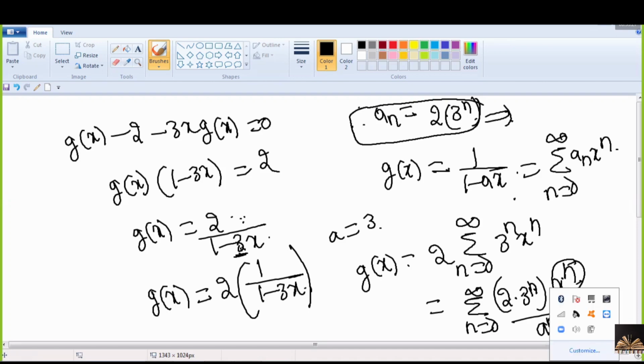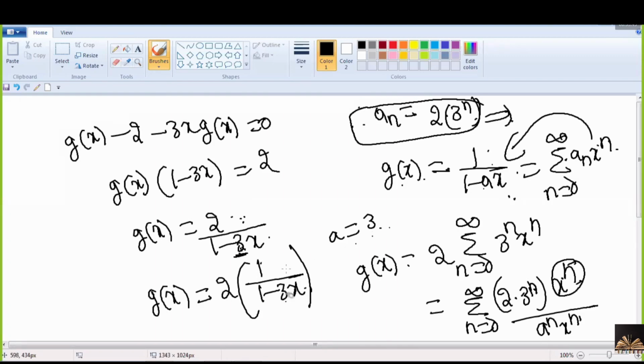Am I clear? The closed form of g of x, in the beginning I told you, g of x equal to summation of n equal to 0 to infinity a n into x power n. It is equivalent to 1 by 1 minus ax. Now you have 1 by 1 minus ax. You can rewrite this as a n into x power n.